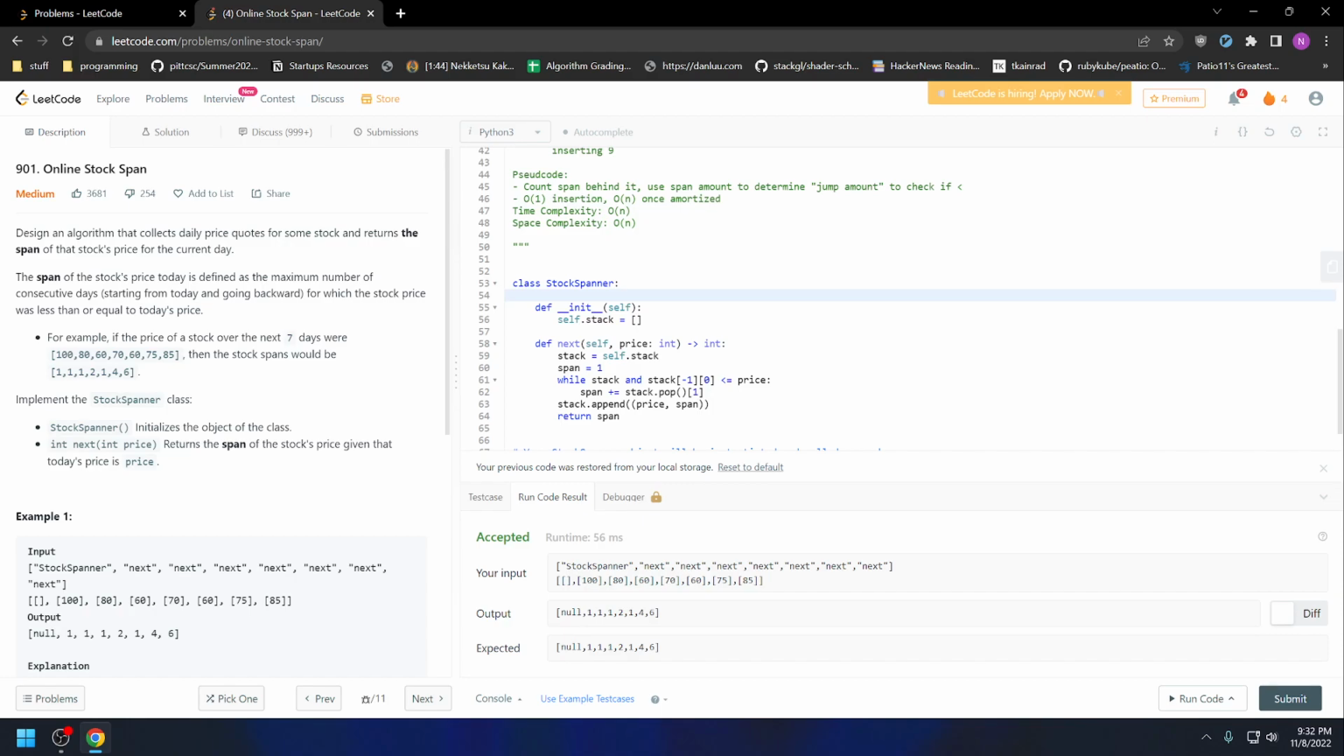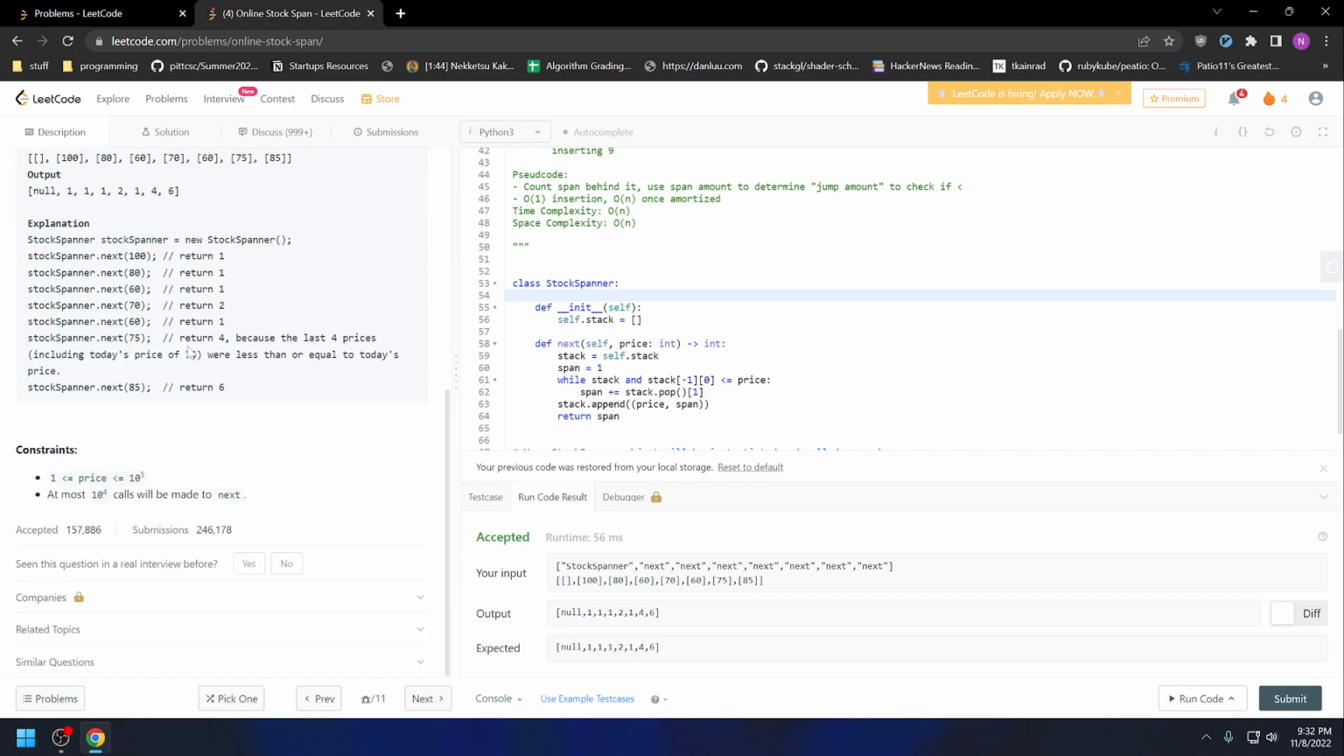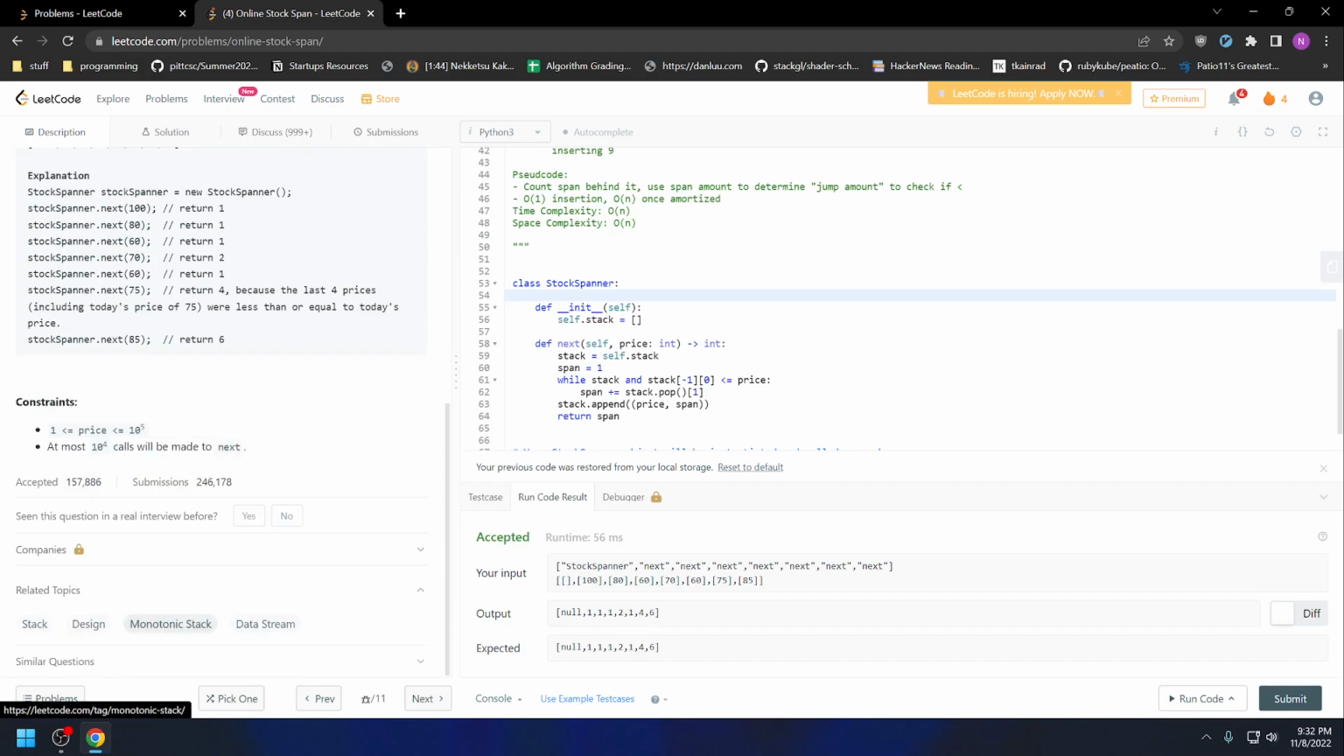You see, I only needed to know basically the decreasing values, and once I had consumed all values in between, I only needed decreasing. So I remove all the values that invalidate that decreasing constraint. So that's when you would use a monotonic stack.